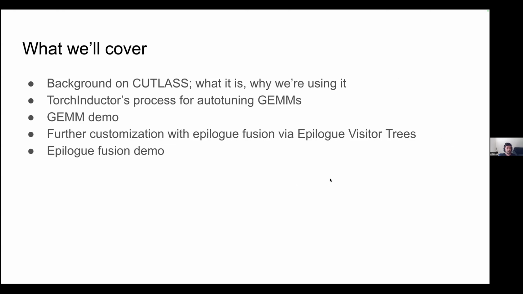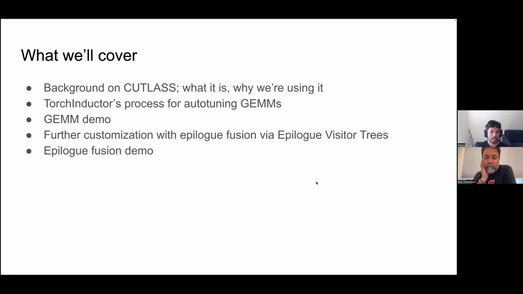Today we'll cover these different topics in the talk. First, I'll talk about what Cutlass is and why we're using it. Then I'll talk about TorchInductor's process for auto-tuning different Cutlass gems. And then we'll do a walkthrough code demo of optimizing a Cutlass gem. And then I'll talk about how we can use Epilogue Fusion to further customize the gems to your specific workload, and we'll do an Epilogue Fusion demo.